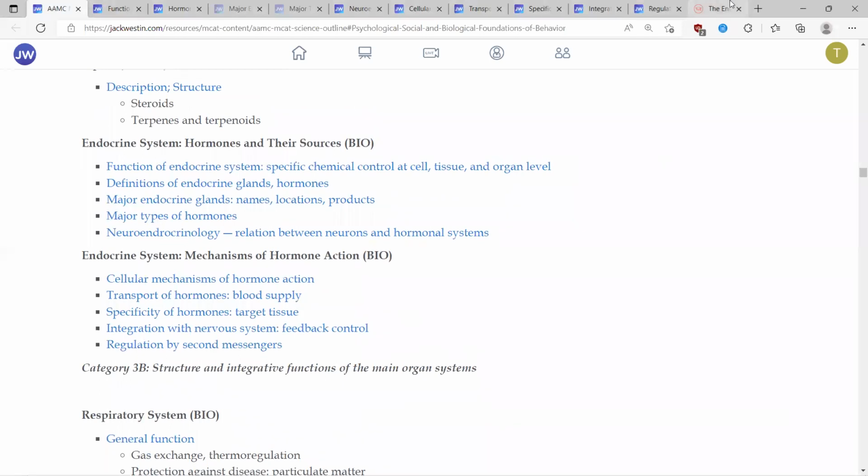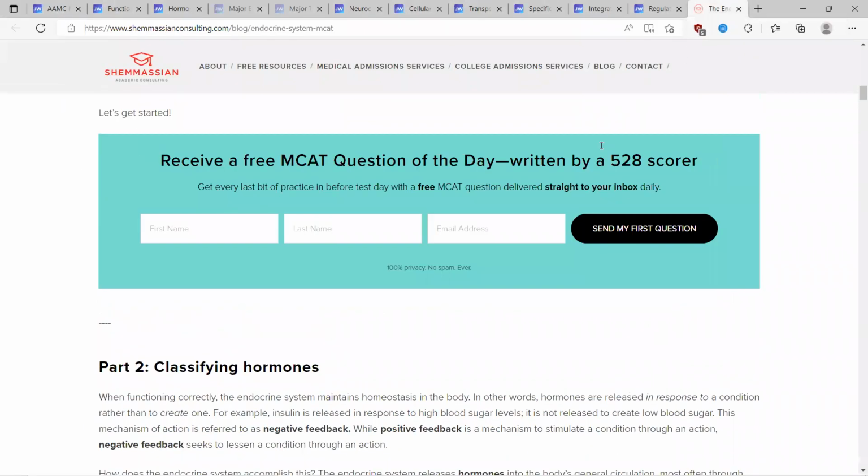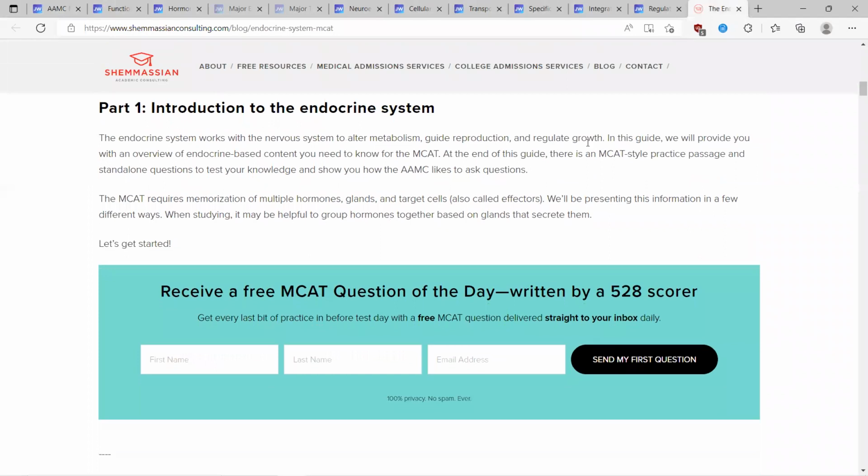So ultimately, let's start big picture, right? What is the endocrine system? What's the point of the endocrine system? The endocrine system is basically a signaling system that works with the nervous system and is in charge of a lot of different things: metabolism, reproduction, growth, everything. The endocrine system can react and alter those things.